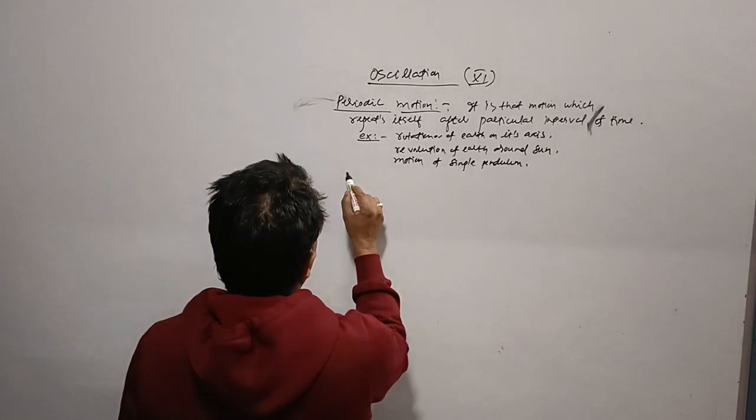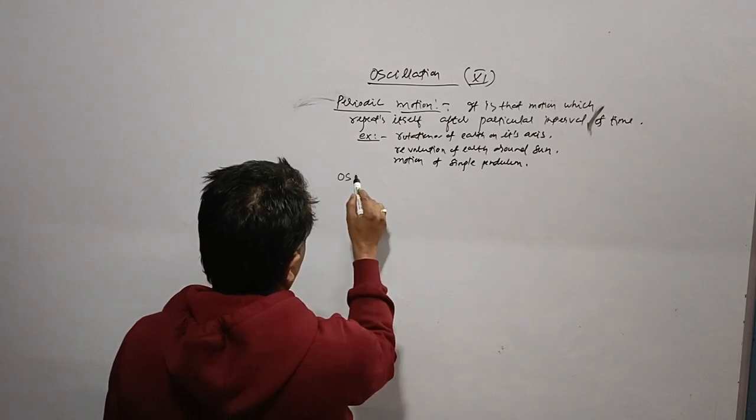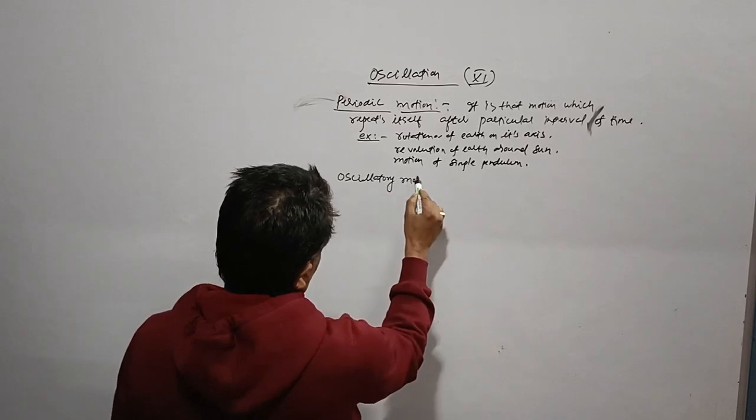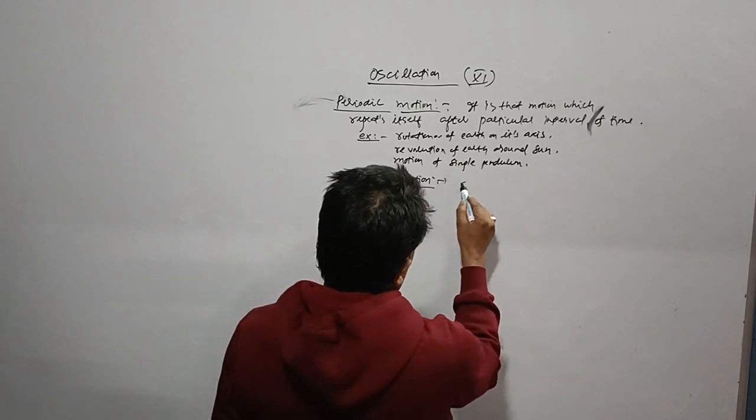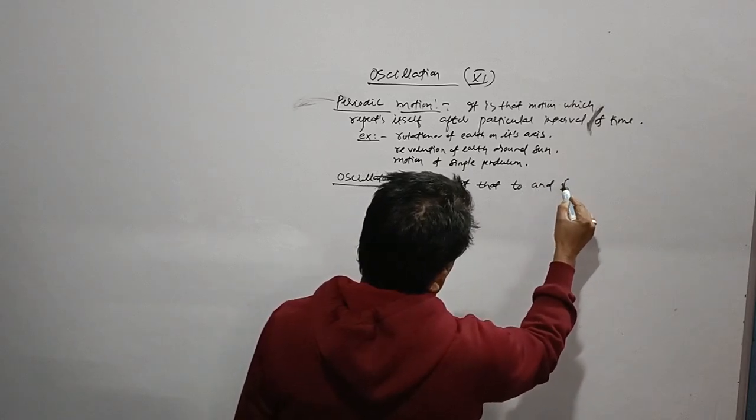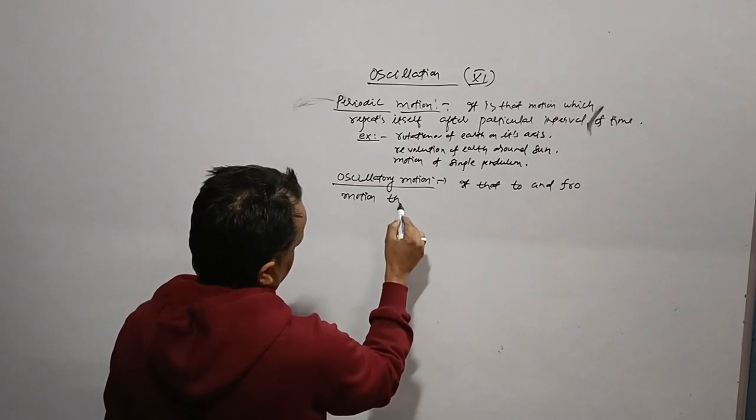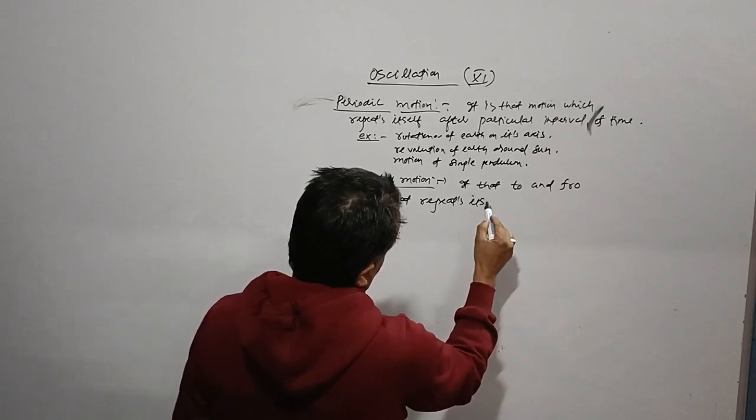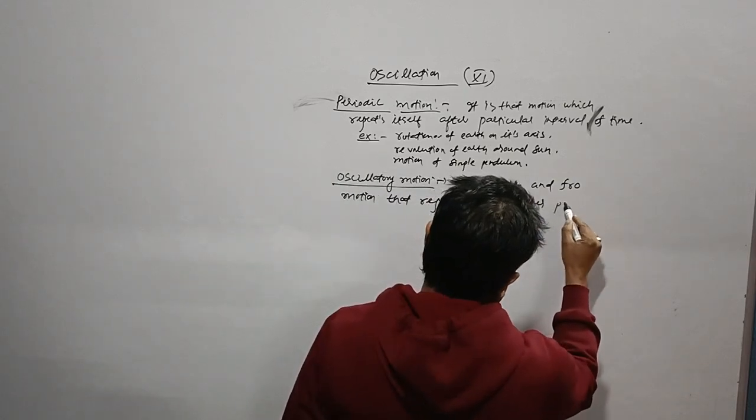Then we will go for to and fro motion. What is that? Oscillatory motion. Oscillatory motion we will say is that to and fro motion that repeats itself after a particular interval of time.